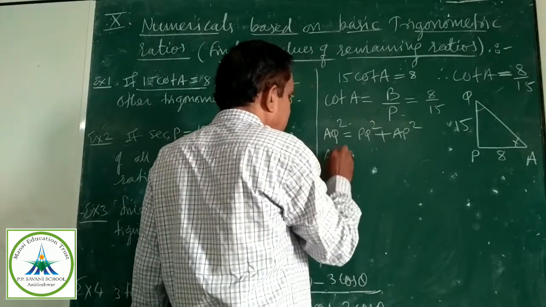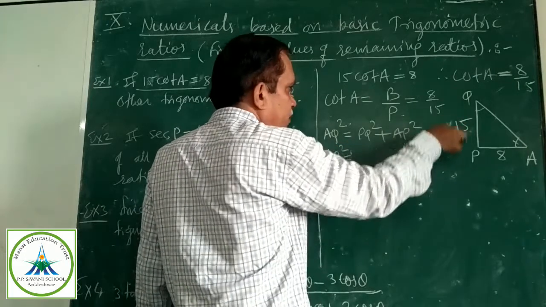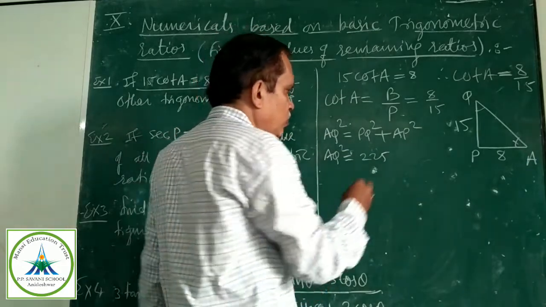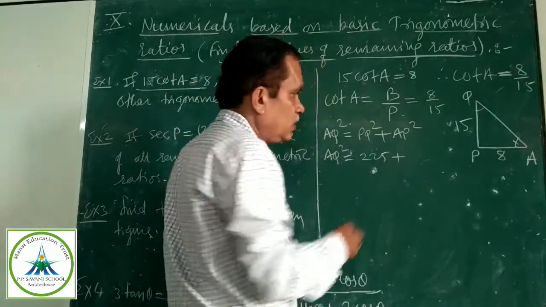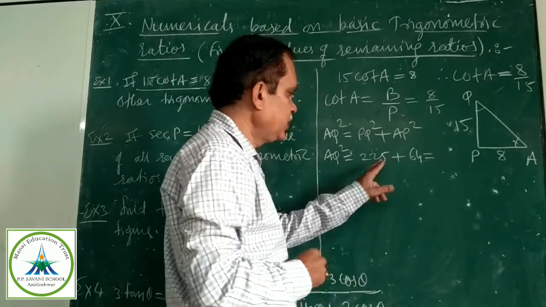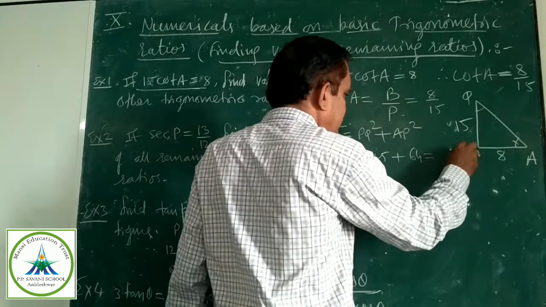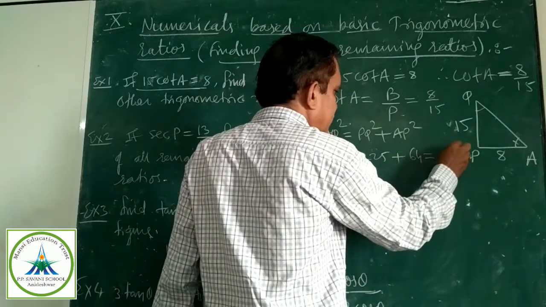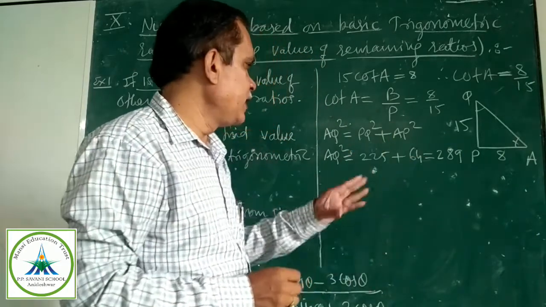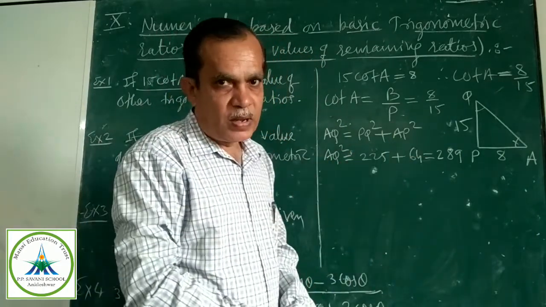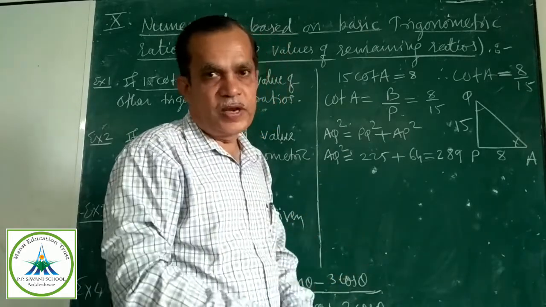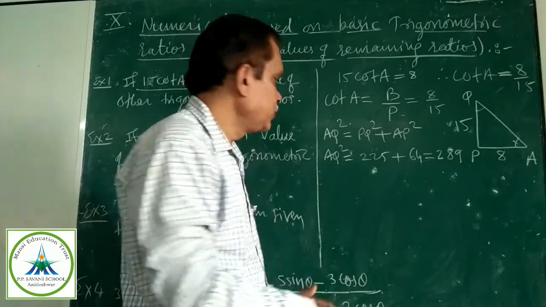So AQ square equal to PQ square, 15 square, 225, plus AP square, 64, equal to 289. Now 289 is AQ square. If you remember the square root directly, very good. If you don't know directly, very good, because we know how to find the square root.